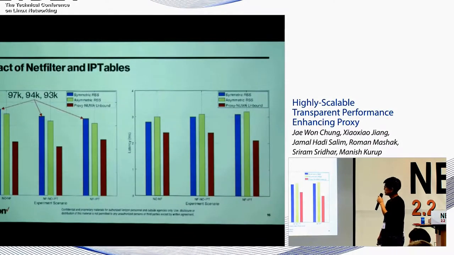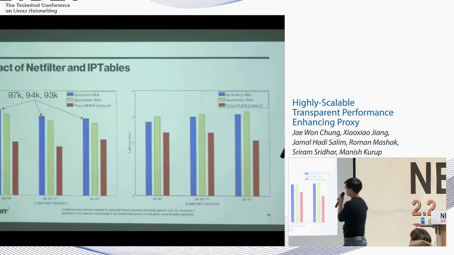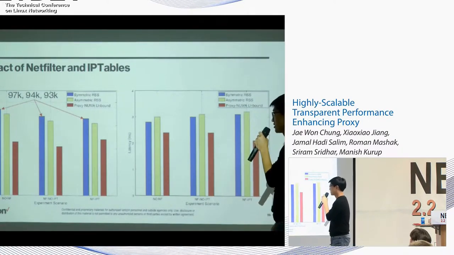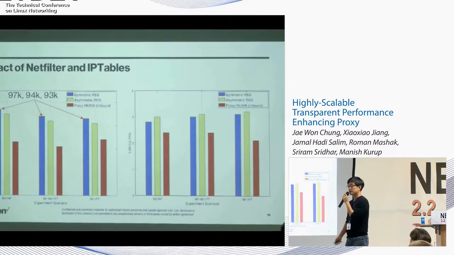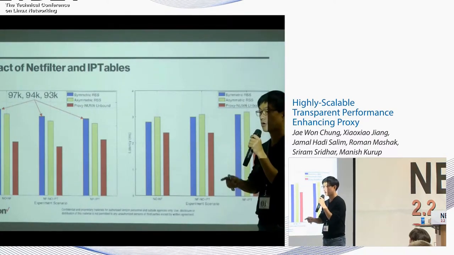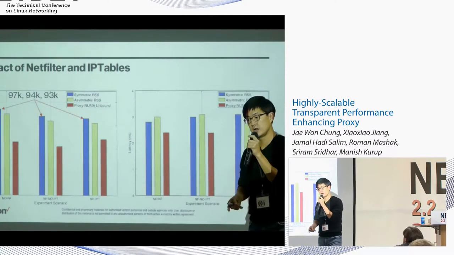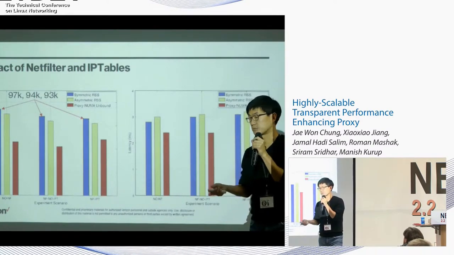Okay, so first of all, we use three different systems. This graph shows the achieved transaction per second. This transaction per second is not TCP transaction per second, but a pair of TCP transactions per second. I would say this is proxy transaction per second.